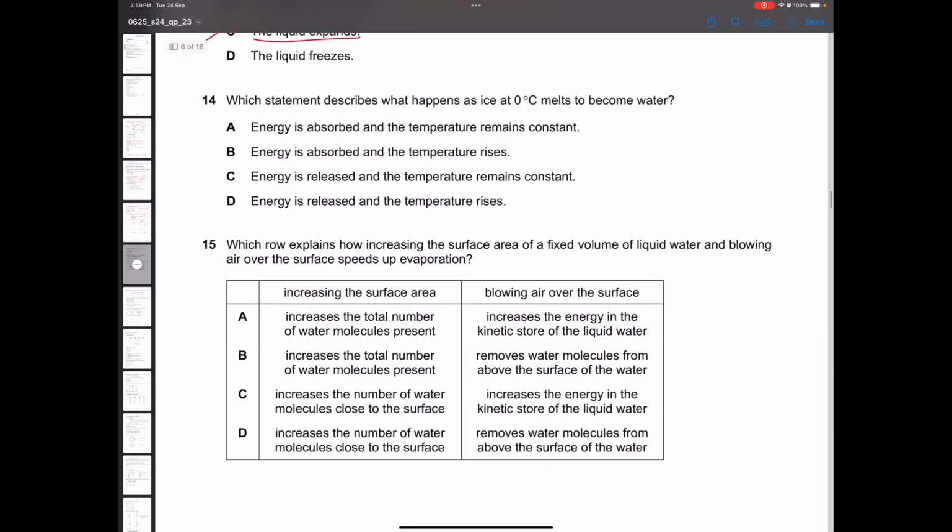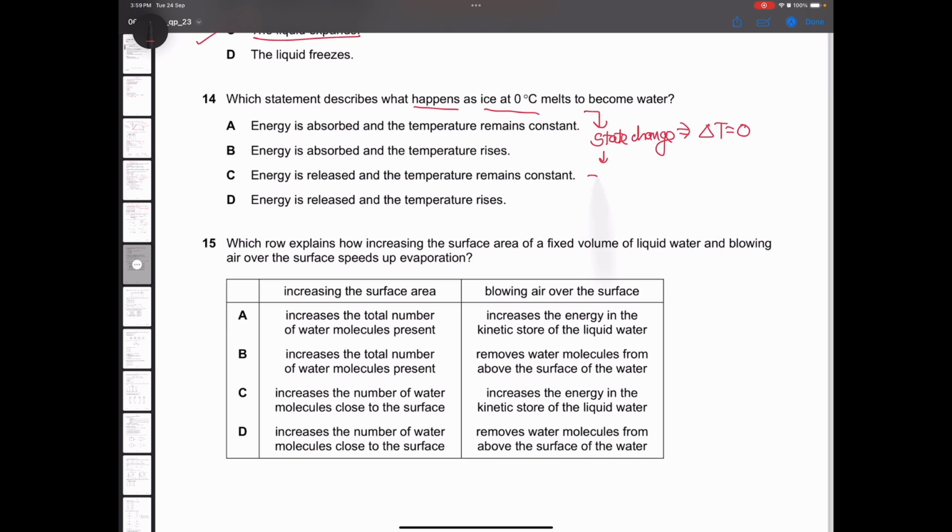Question 14. Which statement describes what happens as ice is melting? So see, in this case, state change is taking place. And in state change, change of temperature is zero. So the energy goes to break the bonds. All right. Energy is absorbed, or you could say it is used to break the bonds.